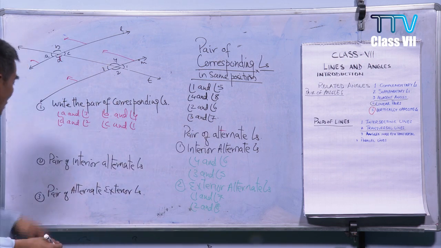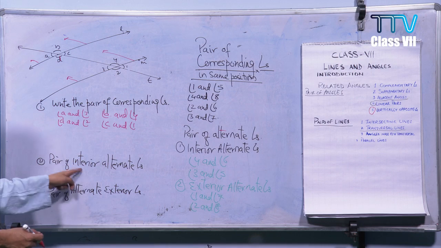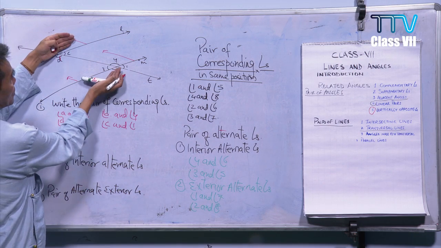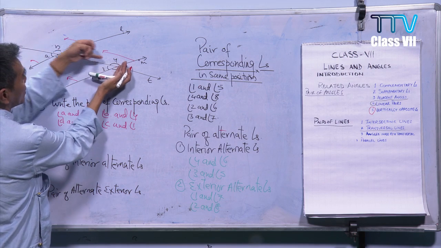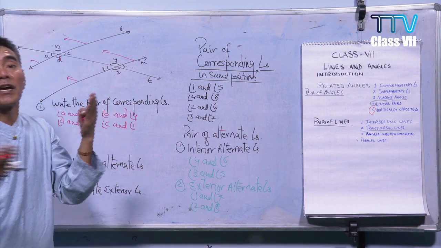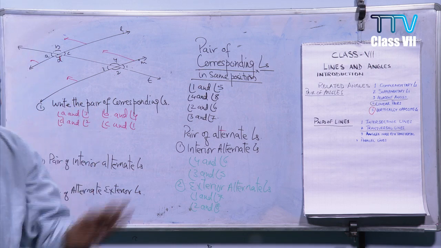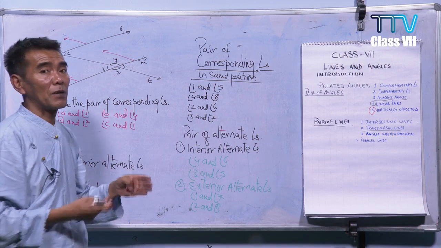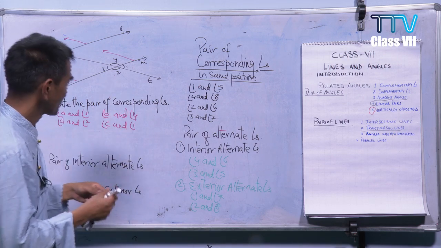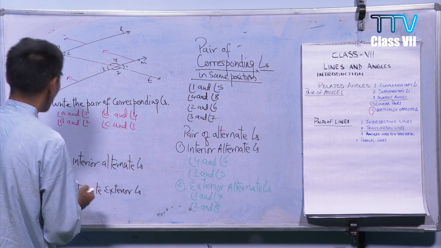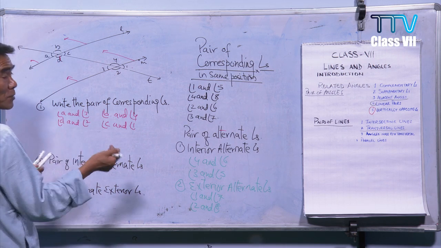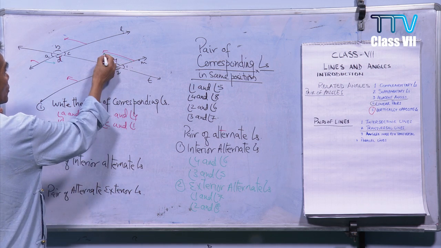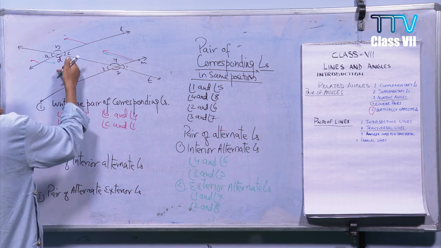Next, interior alternate angles. When the lines are parallel, we have angle D, angle C, angle 4, angle 3. These are interior angles. So we have 4 interior angles and 4 exterior angles. The lines are parallel; interior angles and exterior angles, alternate and opposite.